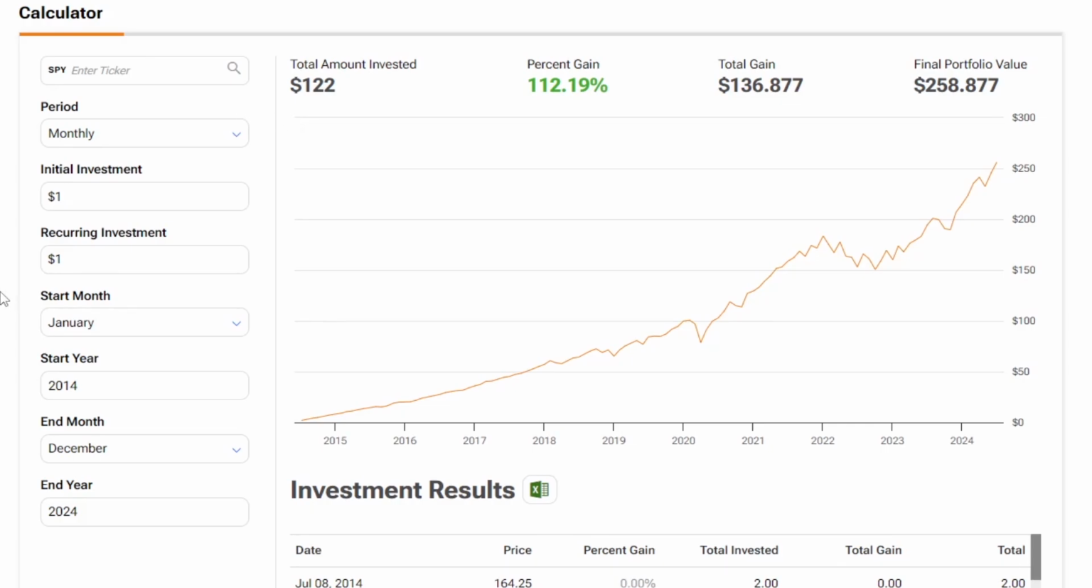As I said here, we have the example of what we're looking at in terms of dollar cost averaging. Initial investment is $1 and then recurring investment every month. So this is if you put $1 every month for the next 10 years, basically. As you can see there, total amount invested, $122, and then the total gain is $136.87. The final value would obviously be the total amount invested plus the total gain, which gives us the final portfolio value. So you have a percentage gain of around 112% if you dollar cost averaged into the S&P 500 for the last 10 years.